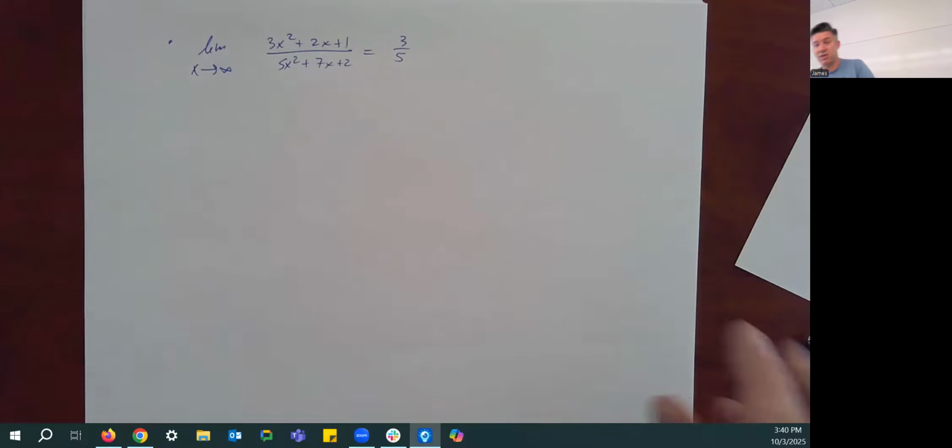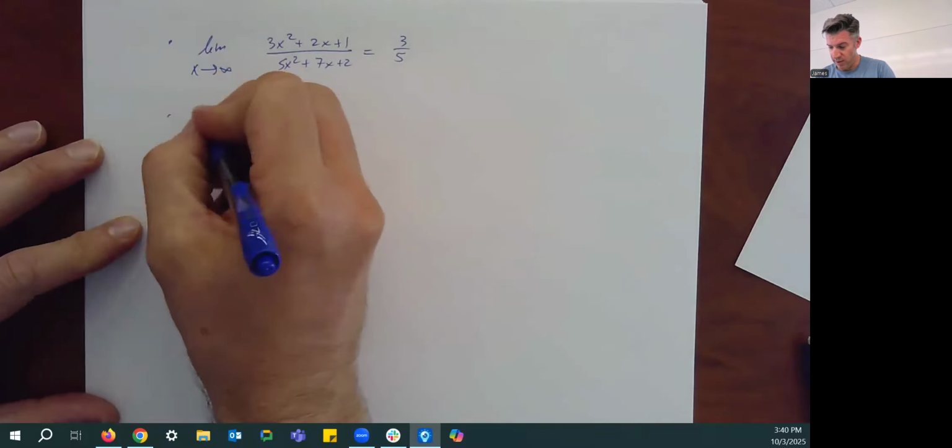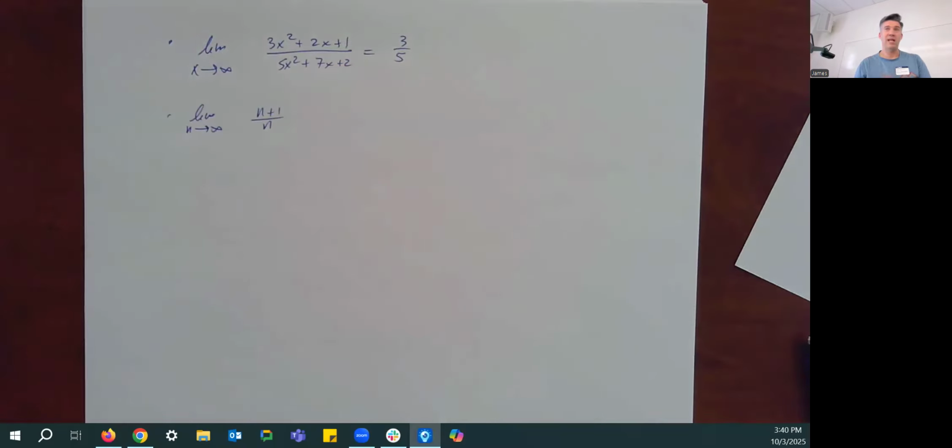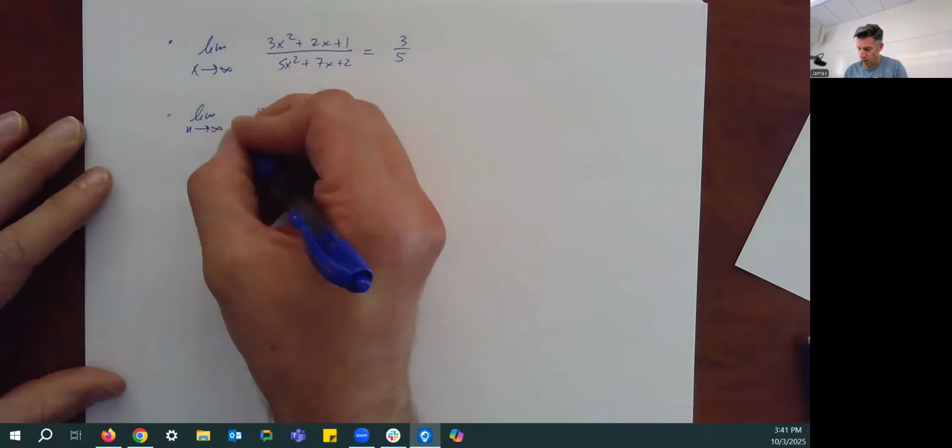I asked you the same question. What's the limit as n goes to infinity of n plus 1 over n? Is that a polynomial over a polynomial? Are the degrees the same? What are the leading coefficients? 1 over 1, right? Don't make it harder than it has to be. Lots of times you're going to have something like this, n plus 1 over n, where that limit is 1. But then we have the natural log of that.